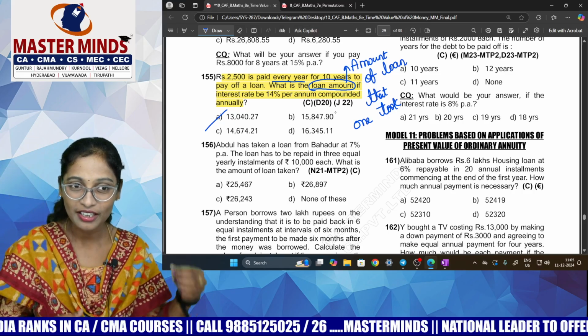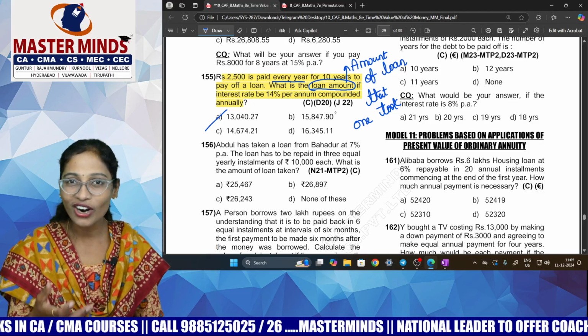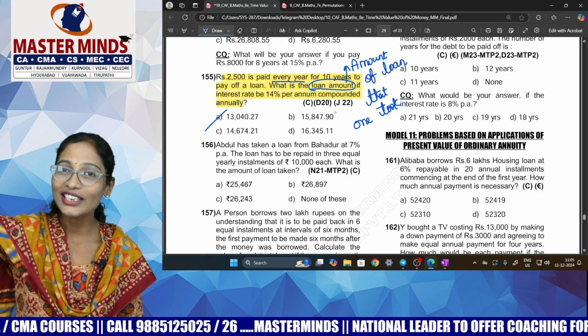Are you able to understand? Because you are repaying the loan not today. You are repaying your total debt after 10 years.